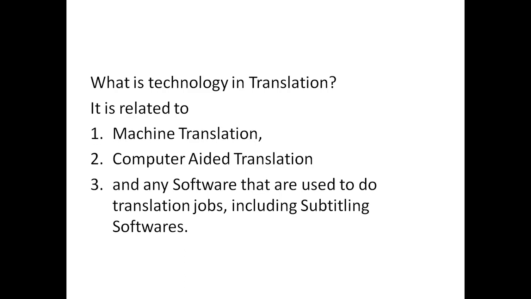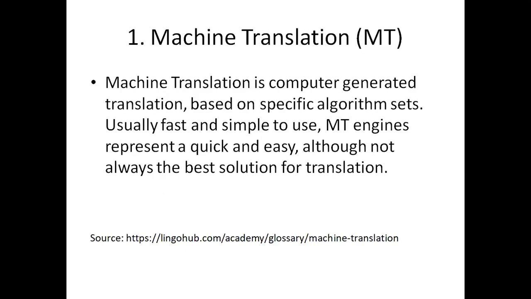Okay, so machine translation and CAT are usually used for formal translation, while subtitling is usually used for informal translation, such as conversation in a daily setting. All right, let's go next.